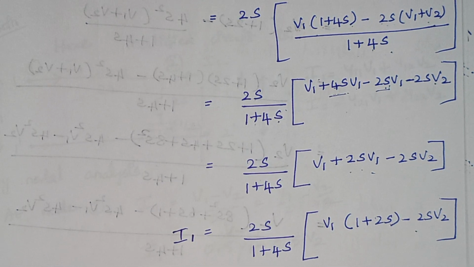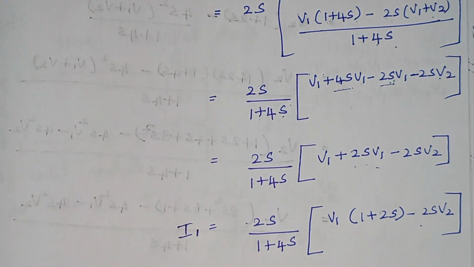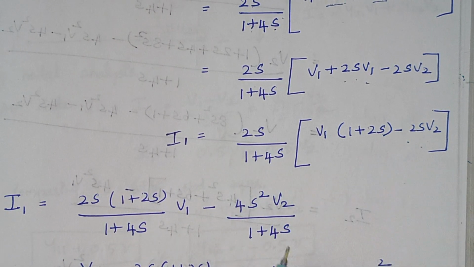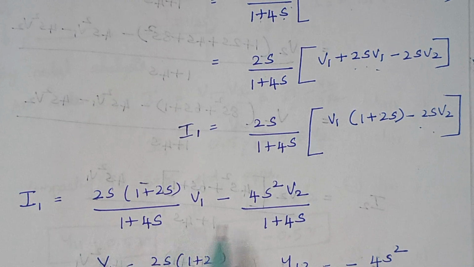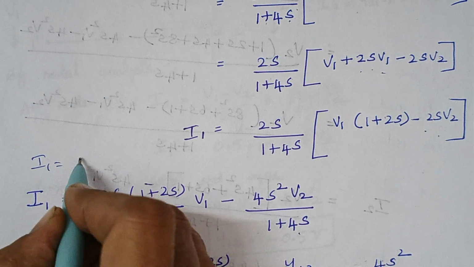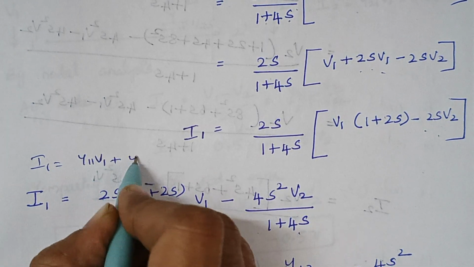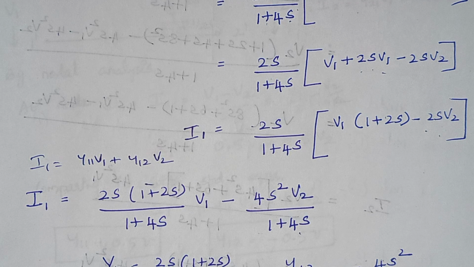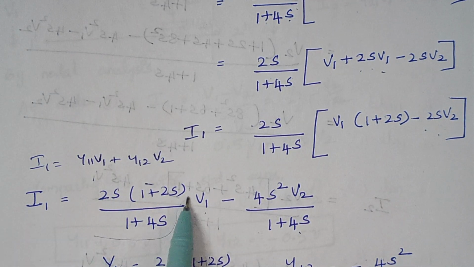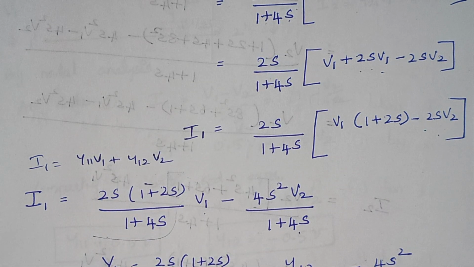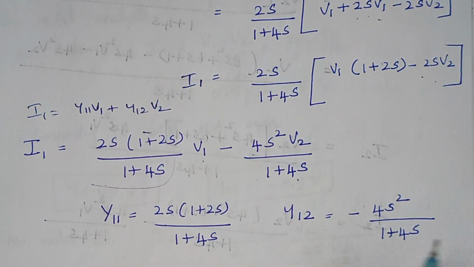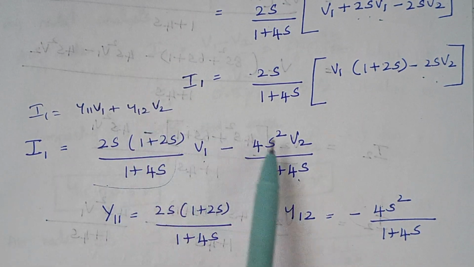So now we are going to compare this equation with our standard one. So I am multiplying this common term inside the bracket. So here you see we are having this term and this term. So what is the basic equation? So I1 is given by y11 v1 plus y12 v2. So here we have v1. So what is y11? So y11 is nothing but this term, 2s into (1 plus 2s) divided by 1 plus 4s. This is y11.